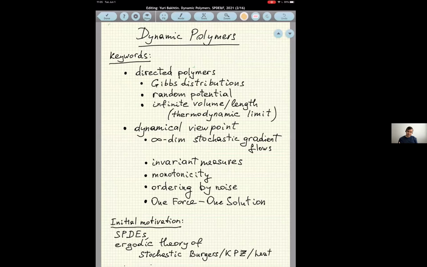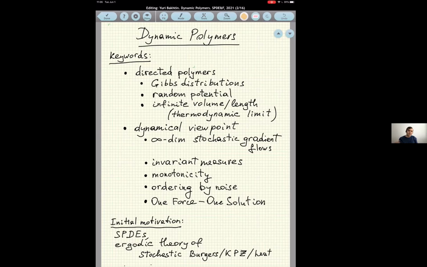In this talk, we're trying to analyze directed polymers, which is a collection of models based on Gibbs distributions for random paths in random potential, in random environment. And we are trying to analyze these Gibbs measures from the dynamical viewpoint, trying to interpret them as invariant measures for infinite dimensional stochastic gradient flows.